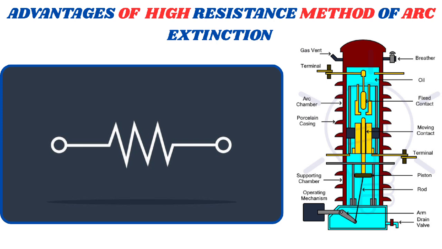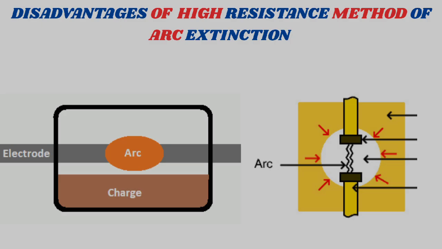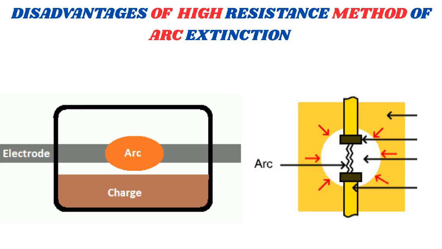Having covered the benefits of the high-resistance arc extinction technique, let us analyze the drawbacks of this method. This method also has some disadvantages. These include the following. 1. Limited effectiveness for high-voltage applications. The high-resistance method may not be suitable for high-voltage applications, where the arc energies are high. The arc is more difficult to extinguish.